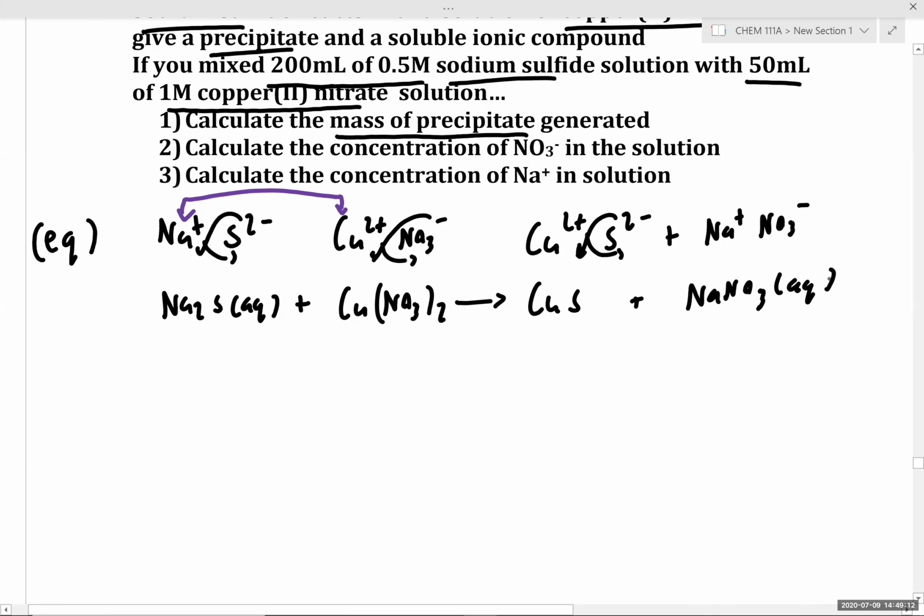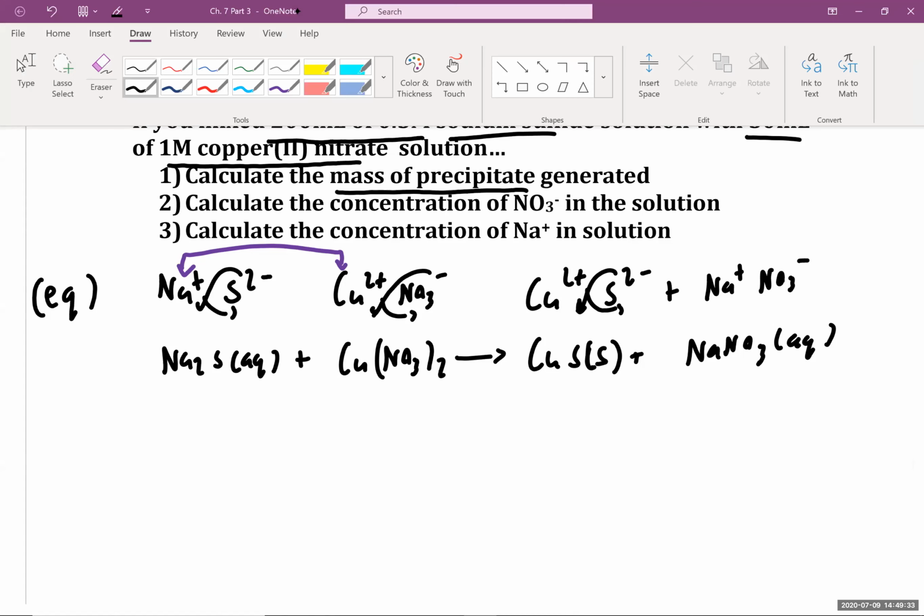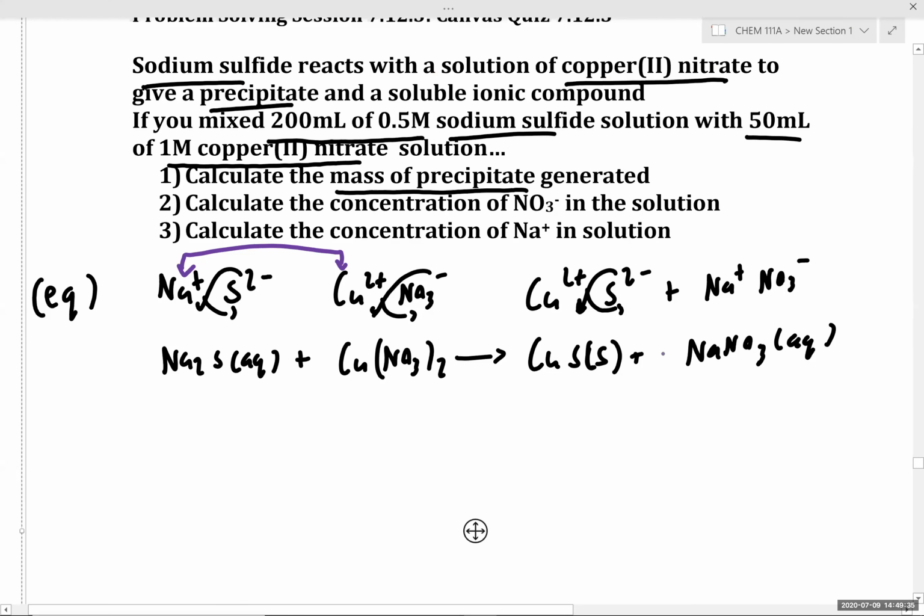Sodium nitrate is aqueous. What about copper sulfide? What is the state symbol for copper 2 sulfide? Solid, it's a precipitate. Now we just have to balance the equation. We have 2 sodiums on the left, so we need 2 sodium nitrate on the right.